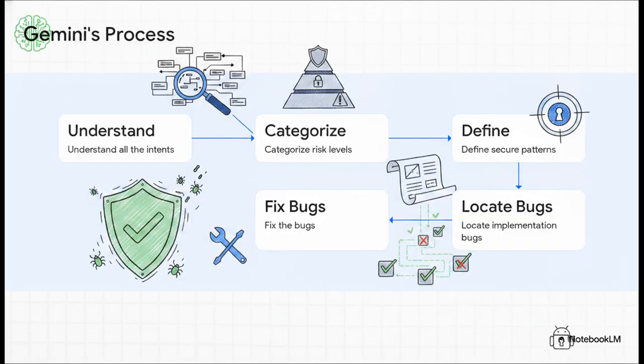So the crucial point here is how incredibly methodical this AI agent is. It doesn't just guess or throw things at the wall. First, it completely audits the codebase to fundamentally understand every single intent that's being used. Second, it categorizes their specific risk levels. Third, it defines secure patterns based strictly on best practices. Fourth, armed with all that context, it pinpoints the exact implementation bugs in the code. And finally, step 5, it actually goes in and fixes those bugs. It's literally a complete end-to-end security audit.